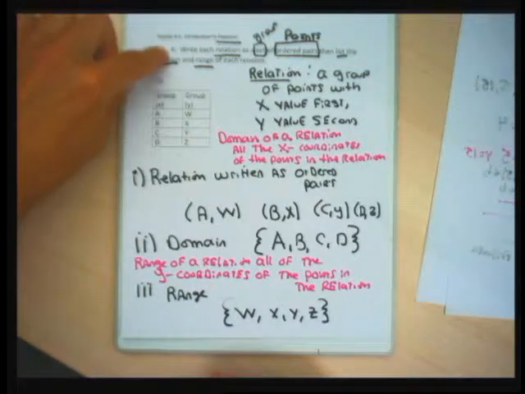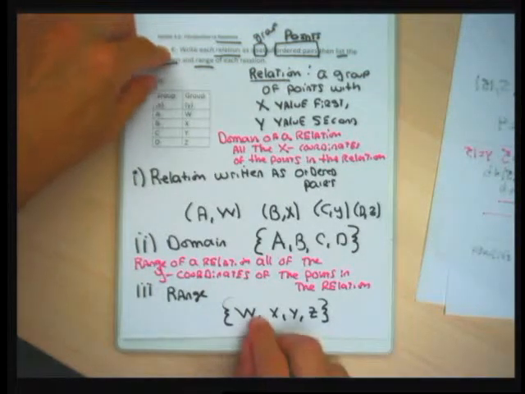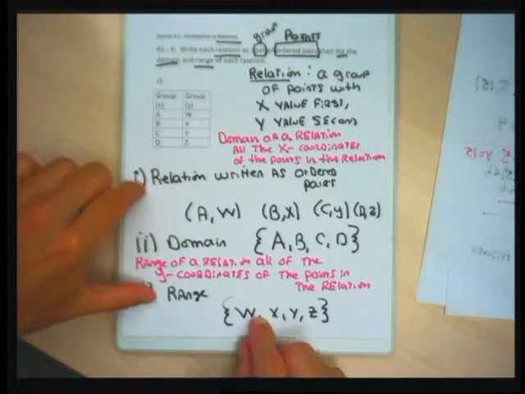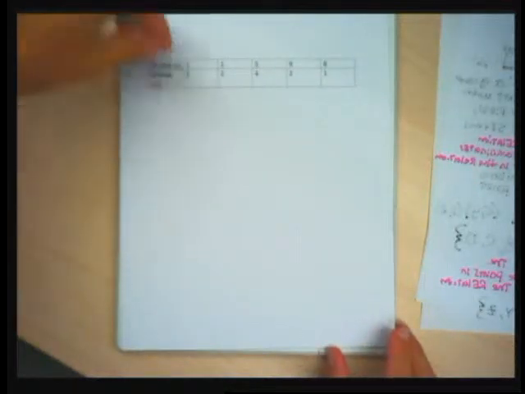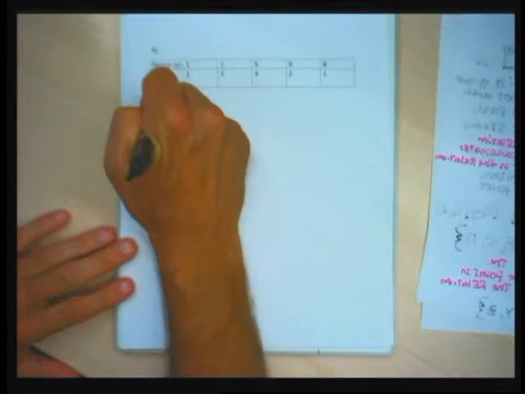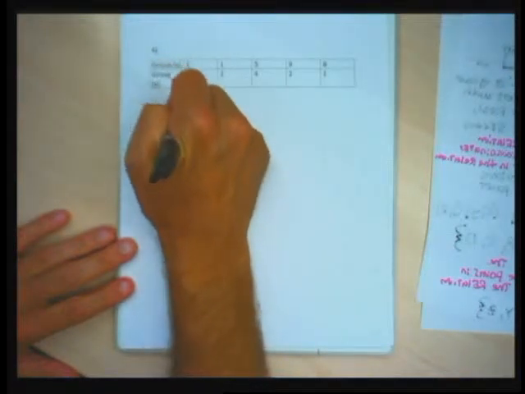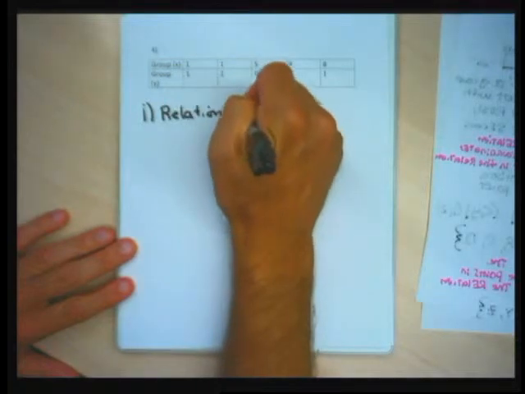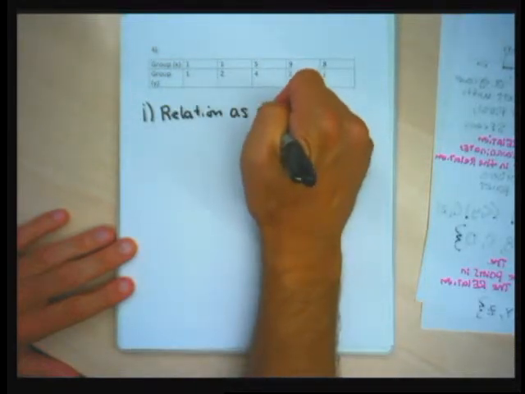So problem 4, because it's in this grouping, is going to have me do the same 3 things. Write the relation as a set of ordered pairs, list the domain, and list the range. The difference between problem 2 and problem 4 is the x's and y's are going up and down as opposed to left and right. So the first thing I'm going to do is list the relation as a set of ordered pairs.